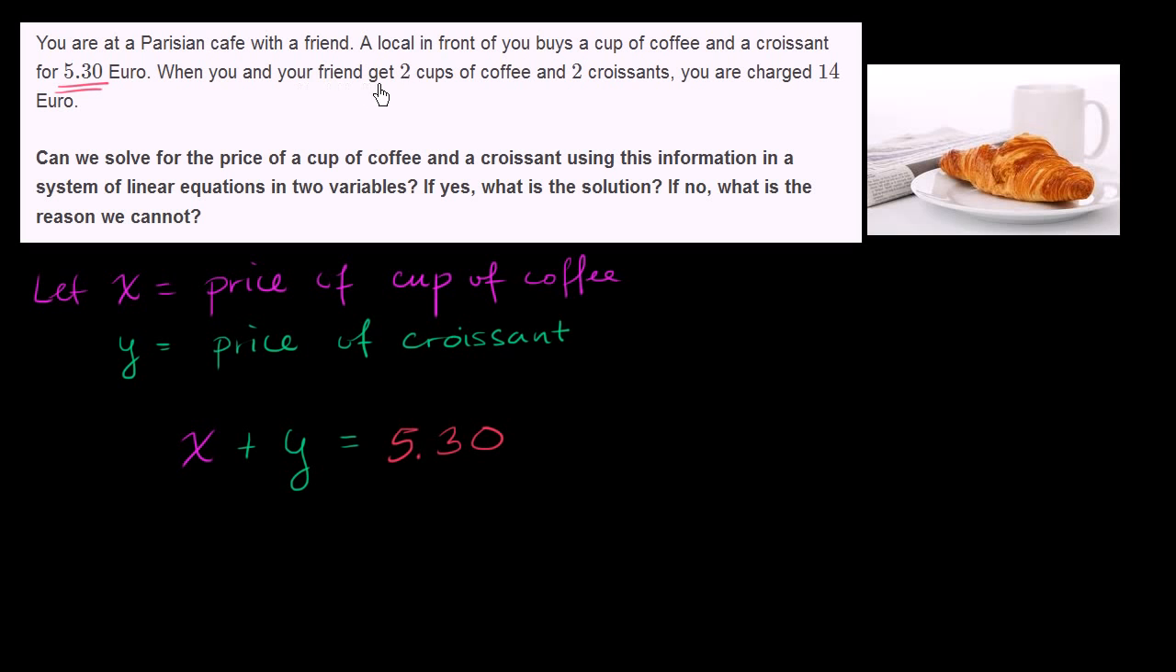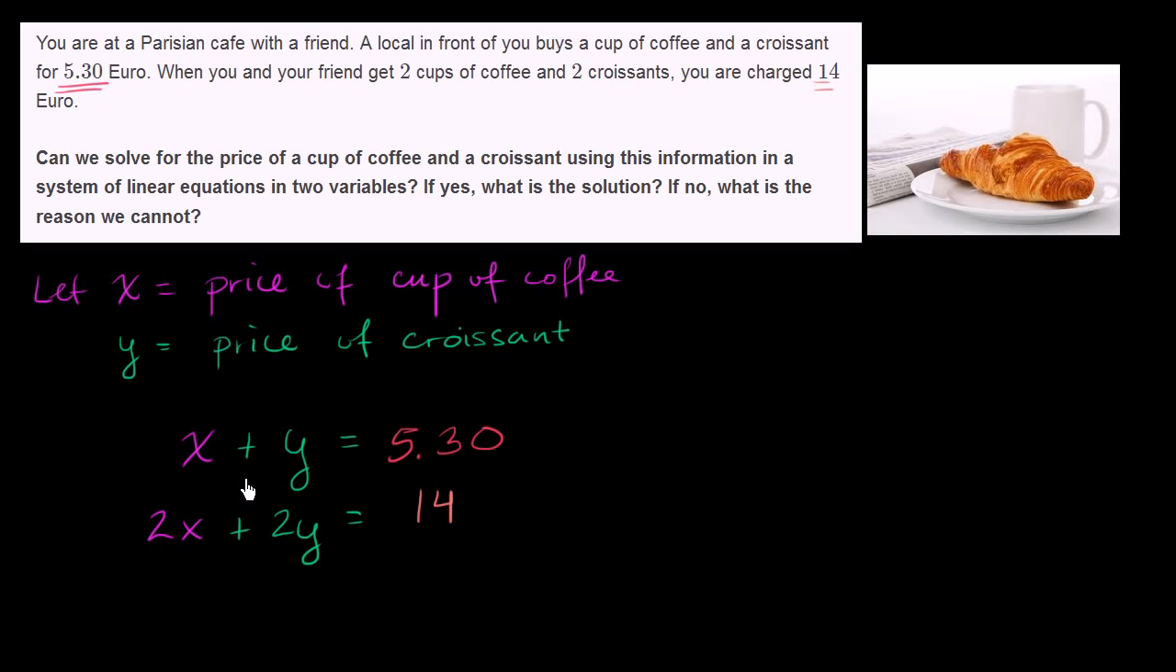Now, when you and your friend get 2 cups of coffee and 2 croissants, you're charged 14 euro. So what's an equation to describe this? We should be charged 2 times the price of a cup of coffee, so it should be 2x. And then we should be charged 2 times the price of a croissant, so plus 2y. And the sum of these should be the total amount that we're charged. We've been charged 14 euro. So let's see if we can solve this system of equations.